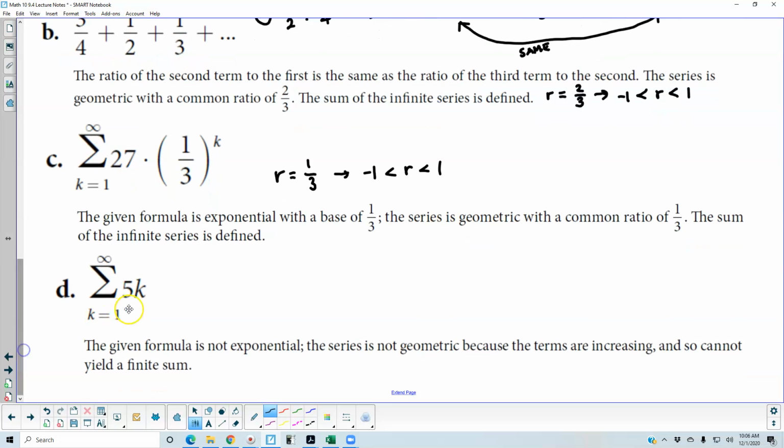Let's take a look at part D. The formula is 5k, with k equal to 1 to infinity. Now, if you take a look at this formula, it's not exponential. The given formula is not exponential, and therefore the series is not geometric because the terms are increasing and so cannot yield a finite sum.